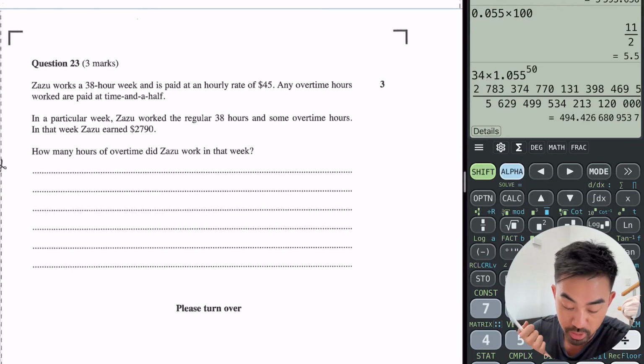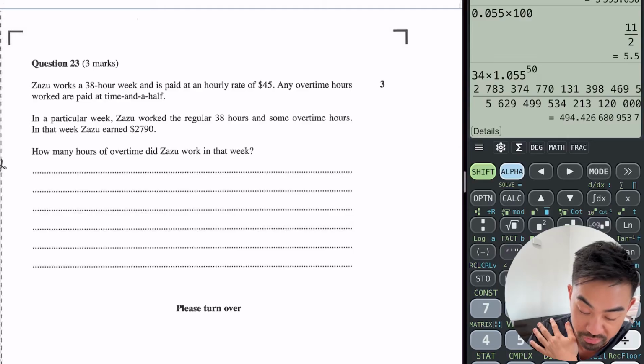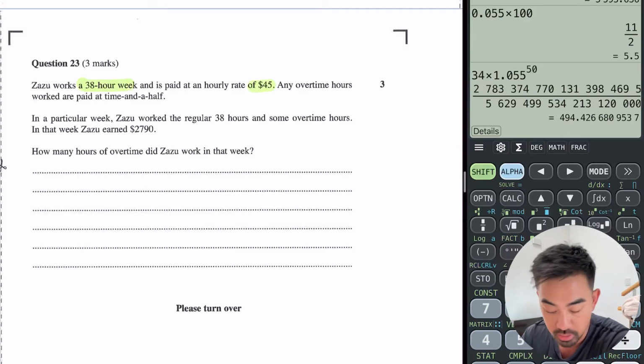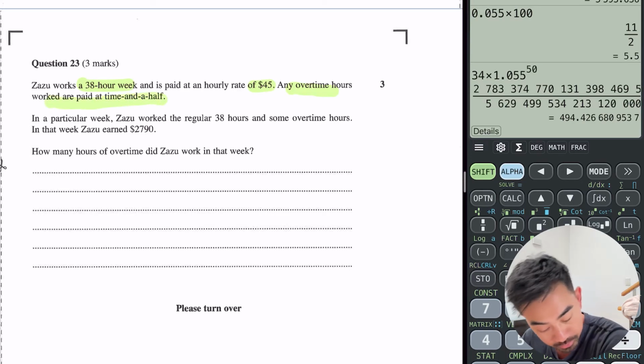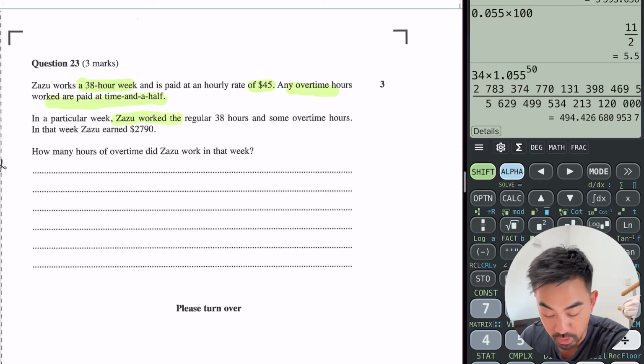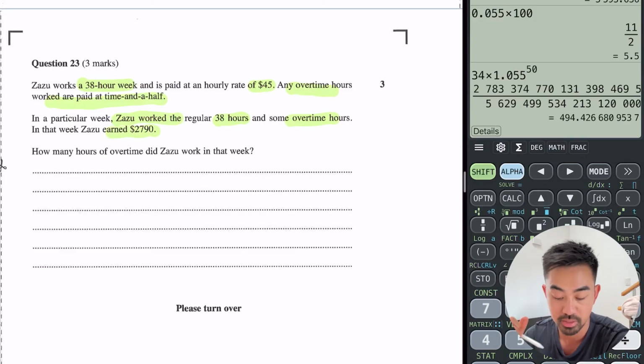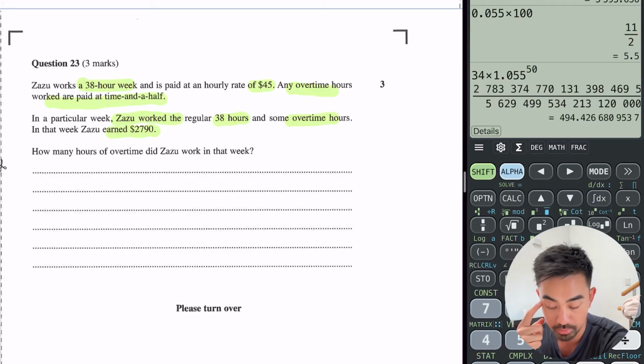All right, 23. Zazu works a 38-hour week and is paid an hourly rate of $45 per hour. It's very high. Any overtime hours are paid at time and a half. In a particular week, Zazu works a regular 38-hour week and some overtime, and she earns $2,790. How many hours of overtime did Zazu work that week?